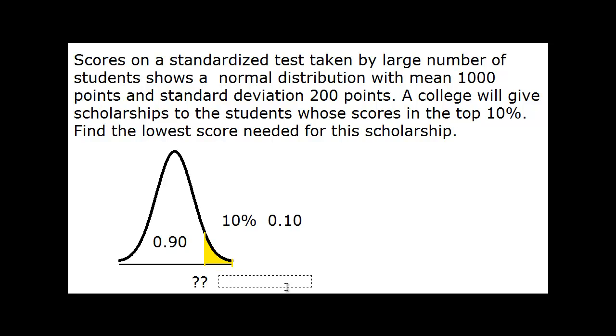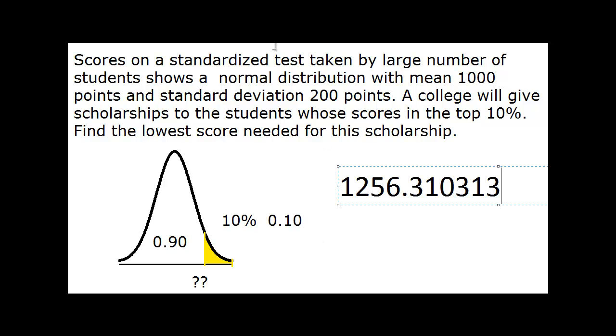that the 90th percentile of this distribution is how much? It's 1256. I don't know whether it's fitting in the screen or not. Let me just put that at a different place here. That is the value that we found for this question mark here: 1256.31 approximately.